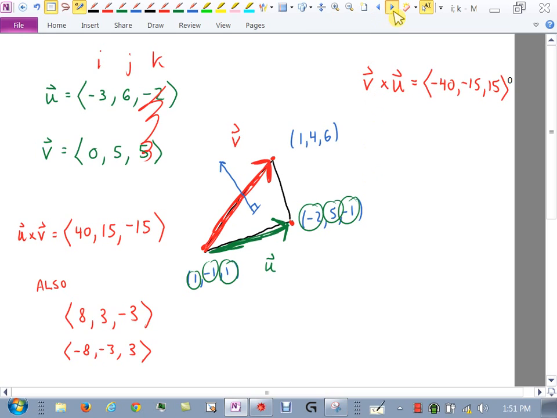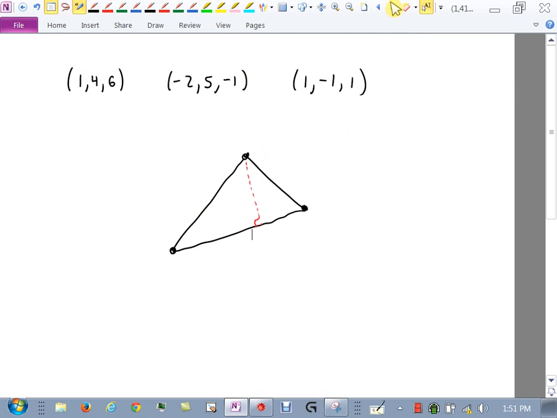I had 1, -1, 1. This one was -2, 5, -1. This was 1, 4, 6. I had created 2 vectors. One of them was u, and the other one was v.